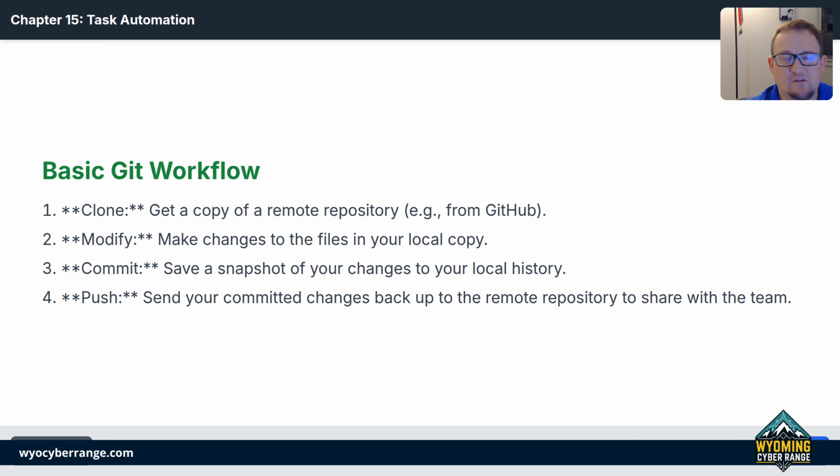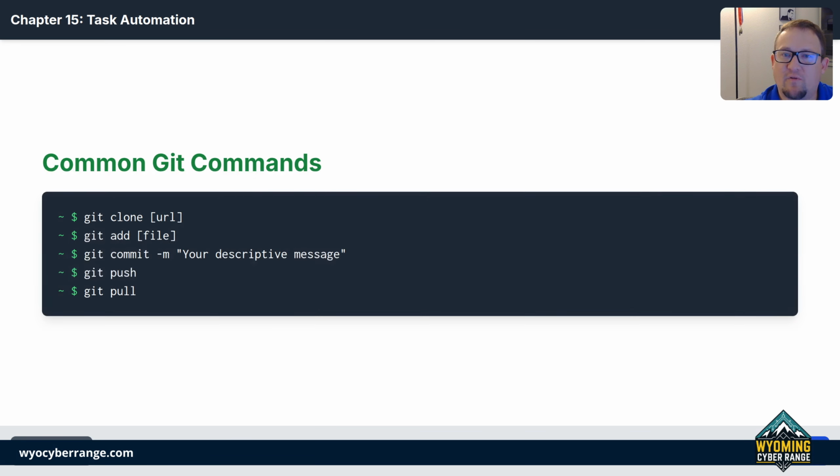Then you're going to commit your changes, which is like taking a snapshot of what you've created as a save point in your local project, and then you're going to push them to the central repository. This is where the rest of the team will actually be able to see your changes for your scripts. So let's look at a couple common commands with Git.